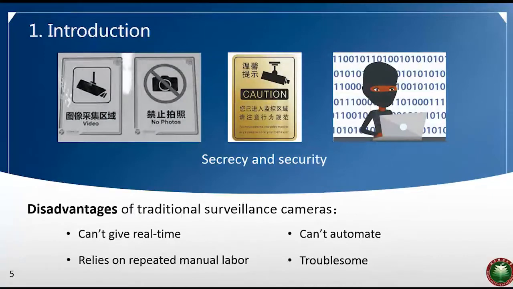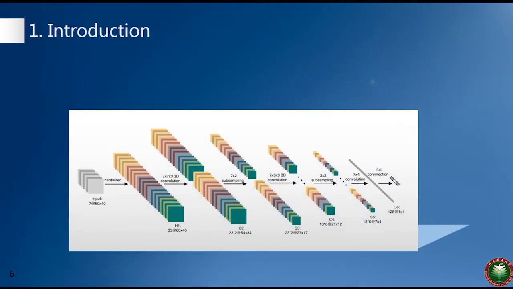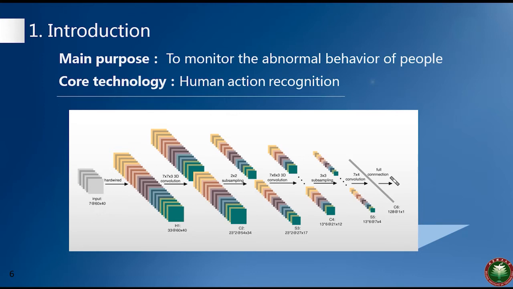If applied to secrecy and security, it can reduce the probability of dangers. Based on this, we designed an intelligent monitoring system. Its main purpose is to monitor abnormal behaviors of humans, and its core technology is human action recognition.